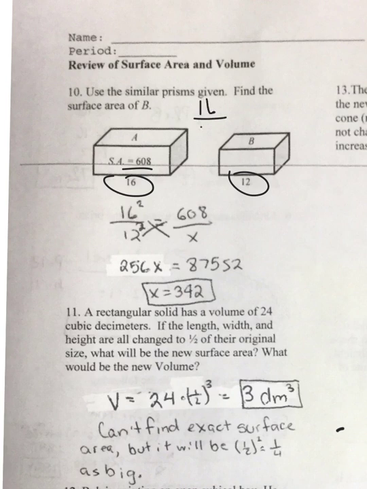If you set up a scale factor of 16 to 12, that's the comparison of the sides, and you see that here. But since we're talking about surface area, we always say you have to square the scale factor for area. So we're going to set up a proportion, but it's not just 16 over 12 equals 608 over x. It's 16 squared over 12 squared, because you have to square the scale factor.